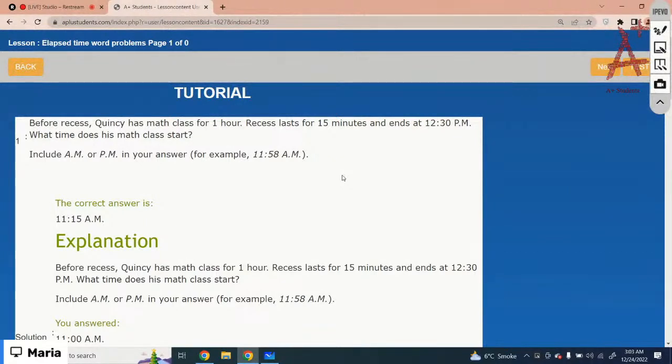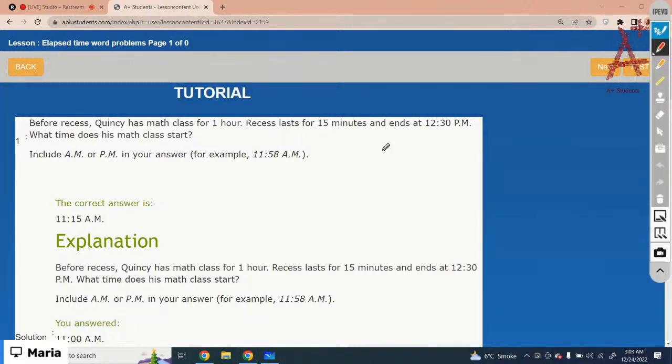Before recess, Quincy has math class for 1 hour. Recess lasts for 15 minutes and ends at 12:30 p.m. What time does the math class start? So you have to find the time at which math class starts. Got it? You are given the time for the recess is 15 minutes and it ends at 12:30.